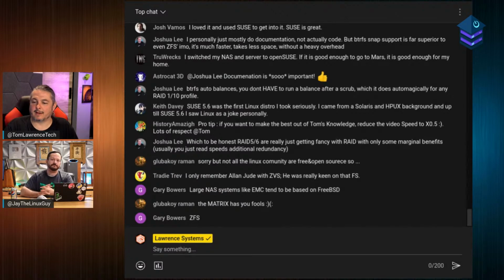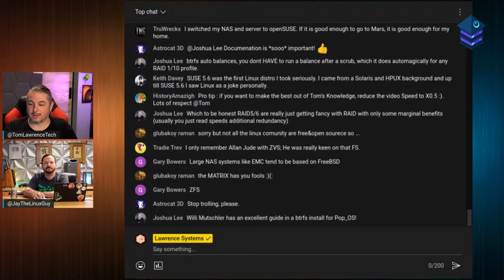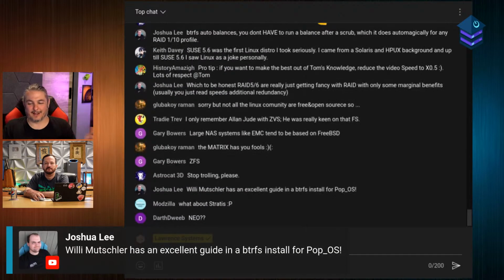Yeah. And actually, we'll scroll back to Josh Lee's comment as well. ButterFS auto balances. You don't have to run a balance after scrub, which it does automatically for any RAID 1/10 profile. So clearly, we need more documentation, because we actually have some different information in here. So I think it's important.